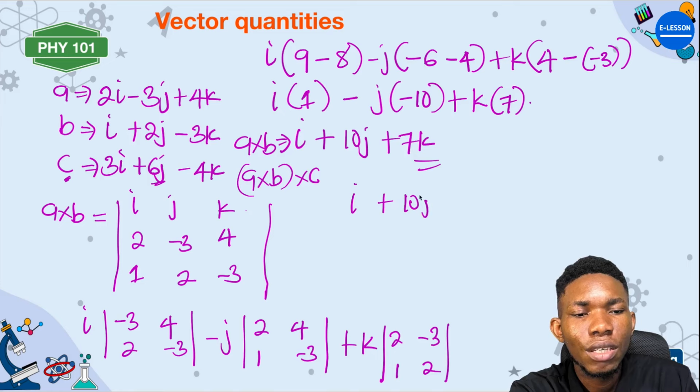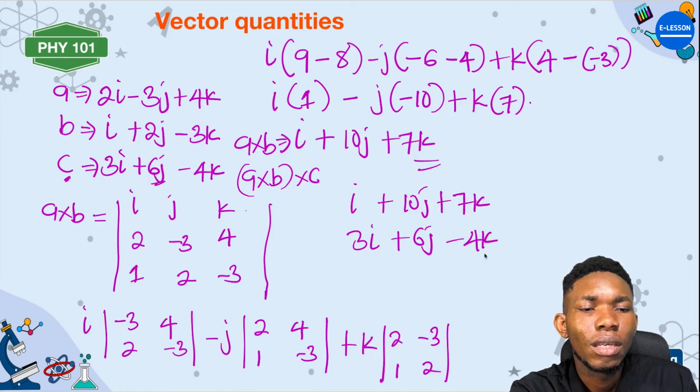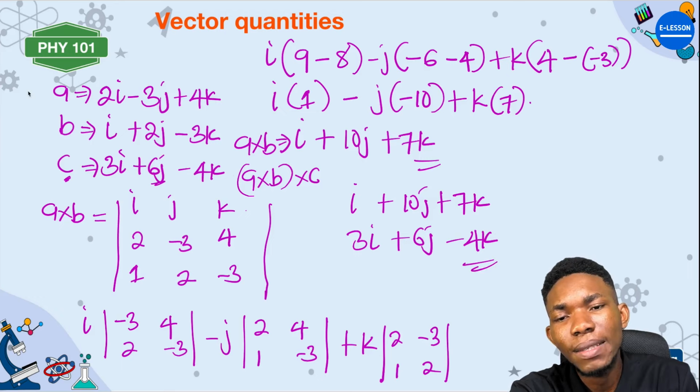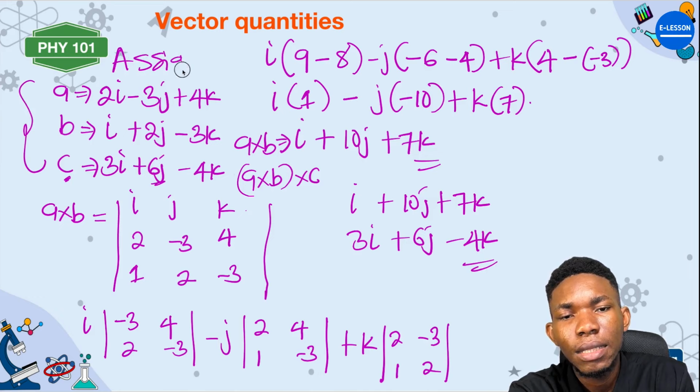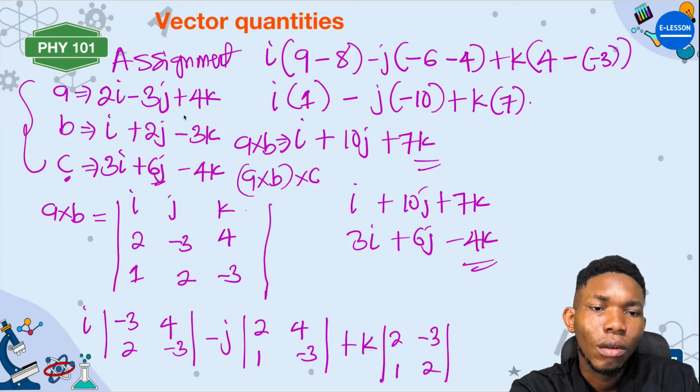So it's going to be i plus 10j plus 7k and 3i plus 6j minus 4k. Also, the assignment, please start it from here. All right? Start it from here, as in, start it from the beginning.